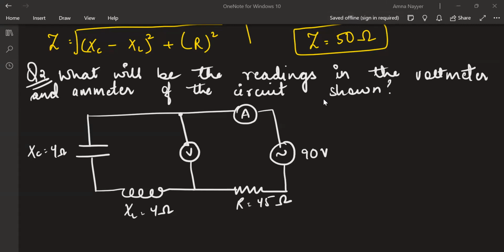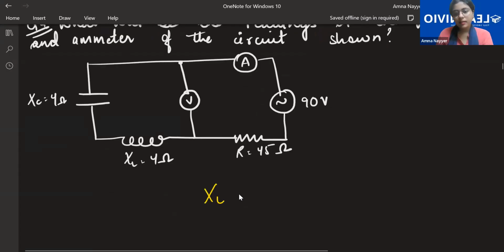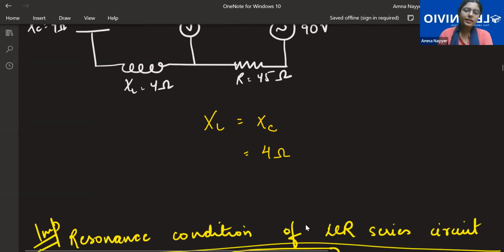See, in this question, what will be the readings in the voltmeter and ammeter shown? Before you solve anything, notice one thing here: the values of XL and XC are equal. Both are equal to 4 ohm. This condition is known as the resonance condition, the resonance condition of the series LCR.